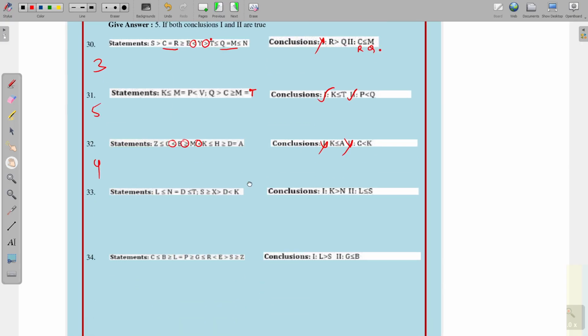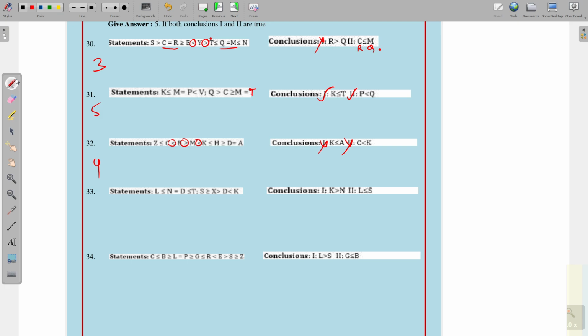Neither conclusion 1 nor 2 follows. Next, K greater than N. So K here, N to K. N here, N to D, D to K. Second one, first one definitely follows.